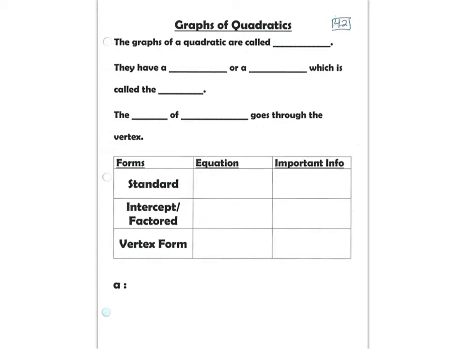Now we're going to take a look at the graphs of quadratics since we've been solving them for so long. The graphs of quadratics are called parabolas, which hopefully you talked about back in Algebra 1. They have a maximum or a minimum, which is called the vertex.